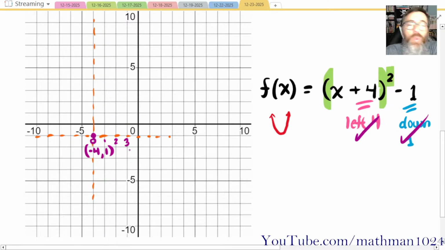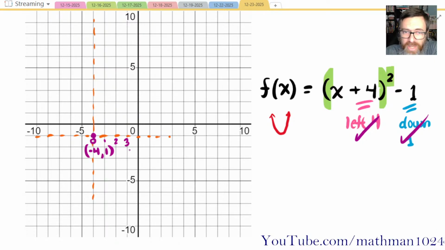And now what we do is that we rebuild our squaring function. I don't have to worry about the left 4 and the down 1. That plus 4 inside and the minus 1 outside, I don't worry about that. I've already addressed that by shifting to the left 4 and down 1. So now let's rebuild our squaring function. You can go back and reference the t-table that we had for that. But really, it's as simple as doing this.